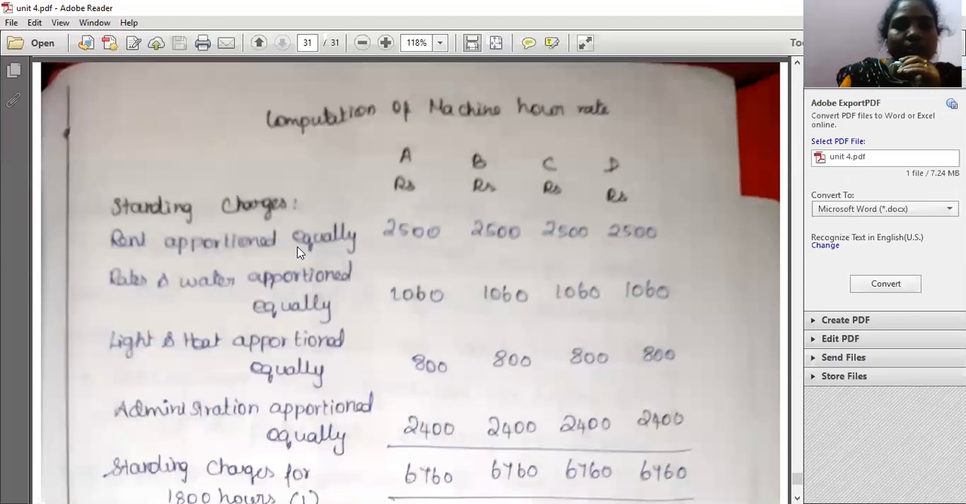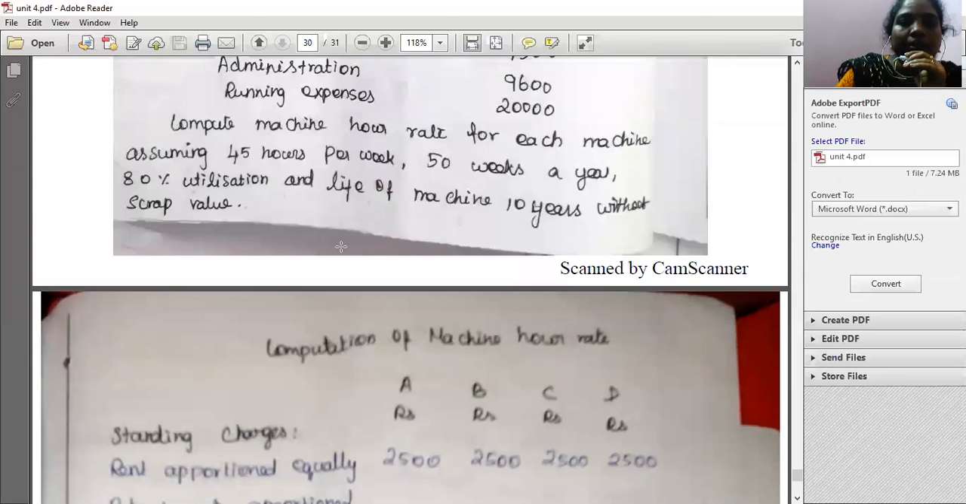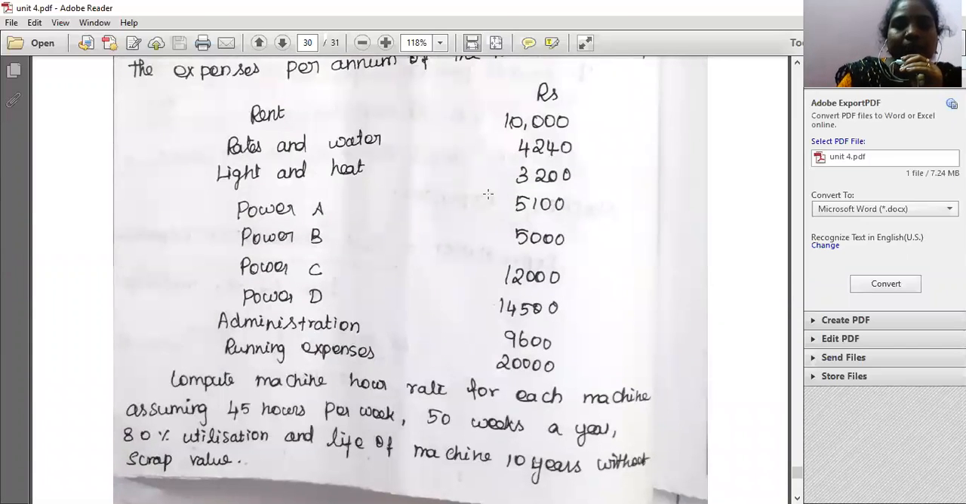And then go to the solution. This is the format to find out the solution. Compute the machine hour rate. There are four machines available, A, B, C, and D. Standing charges are all equally apportioned. All the spaces are equally allocated, that's why we apportion equally. Rent is apportioned equally: rent 10,000 divided by 4 because there are 4 machines. Rates and water, lights and heat are also divided by 4, and then the power is separately given for A, B, C, D.